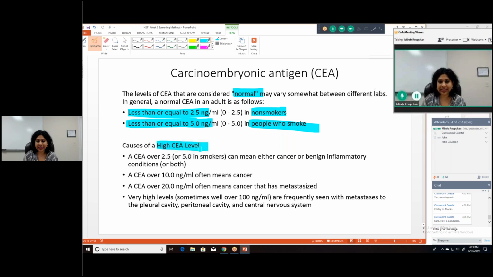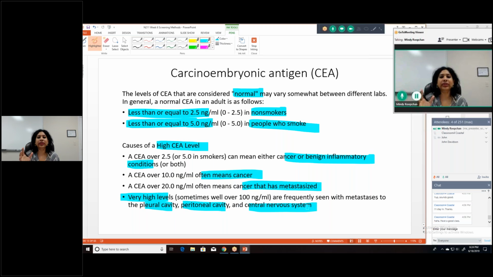A high CEA level can mean either cancer or benign inflammatory conditions. Levels of 10.0 often mean cancer. Levels of 20.0 mean cancer has metastasized, and a very high level is frequently seen with metastasis to the pleural cavity, peritoneal, and central nervous system.